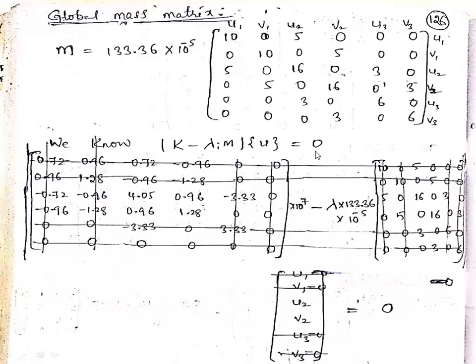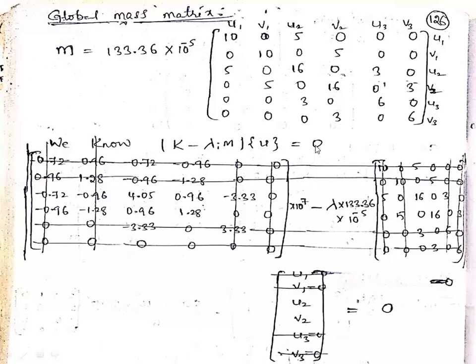So you are going to get the lambda values, meaning the only unknown is lambda. Why? Because u is the global displacement vector, having u1, v1, u2, v2, u3, v3 as a column matrix. You can send this to the other side, and 0 into something will be 0. Therefore det of (k minus lambda m) must be equal to 0. If you convert it like that, it is an eigenvalue and eigenvector problem.